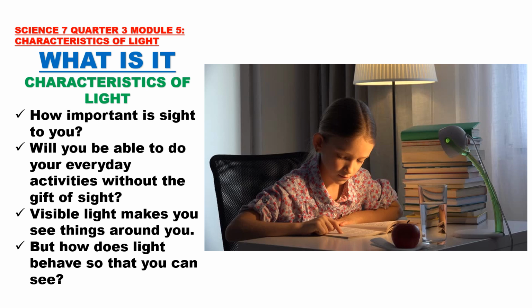Characteristics of light. How important is sight to you? Will you be able to do your everyday activities without the gift of sight? Visible light makes you see things around you. But how does light behave so that you can see?